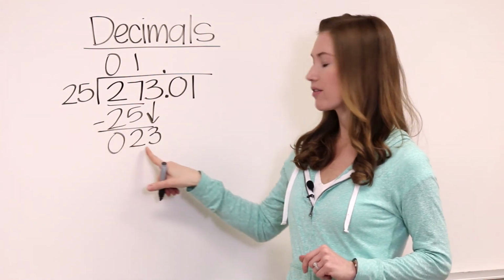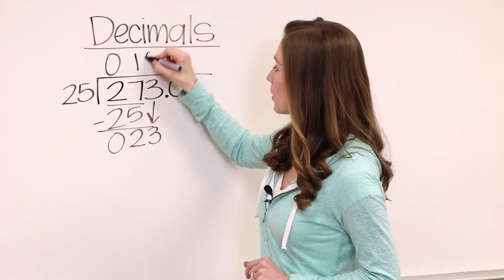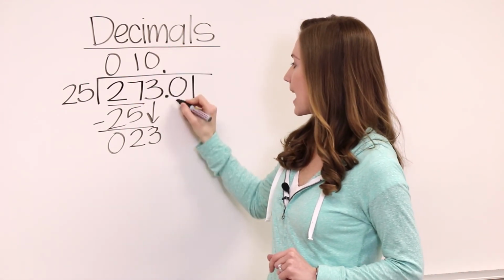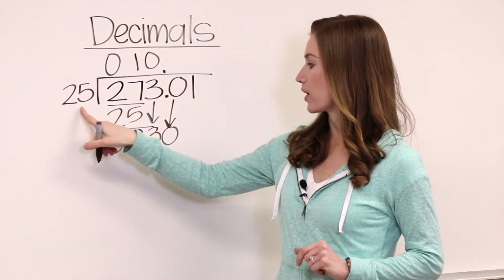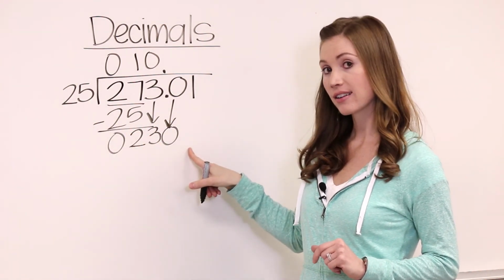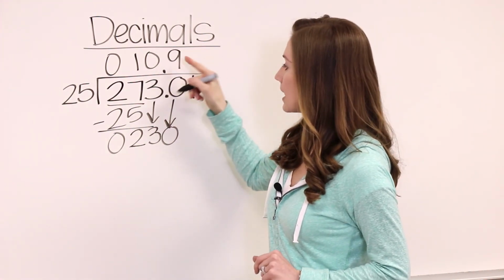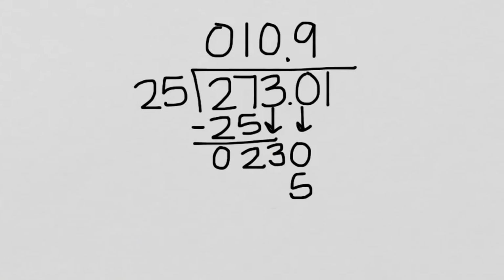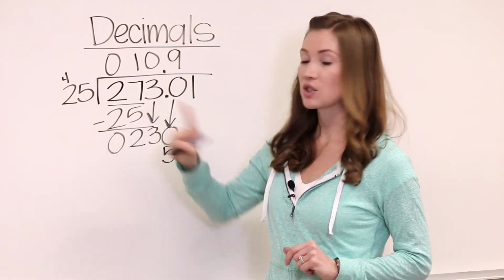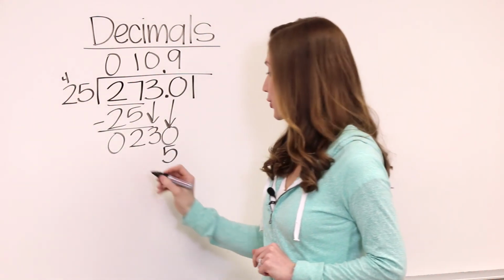Now, can 25 go into 23? No, it can't. So we'll write a 0, and we're going to bring down our next 0. Can 25 go into 230? It can. 9 times. 9 times 5 is 45, we write the 5 and carry the 4. 9 times 2 is 18, plus 4 is 22.